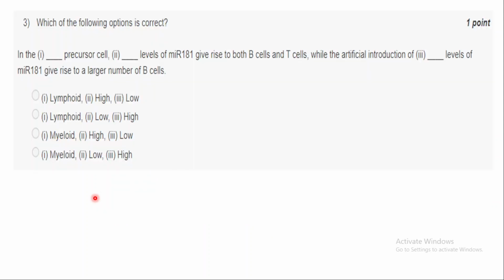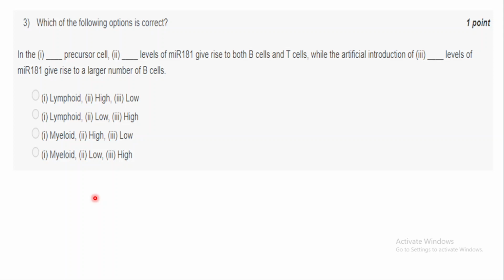Question number 3. It's a fill in the blanks type question. In the dash precursor cell, dash levels of MIR 181 gives rise to both B cells and T cells, while artificial introduction of dash levels of MIR 181 gives rise to larger number of B cells.